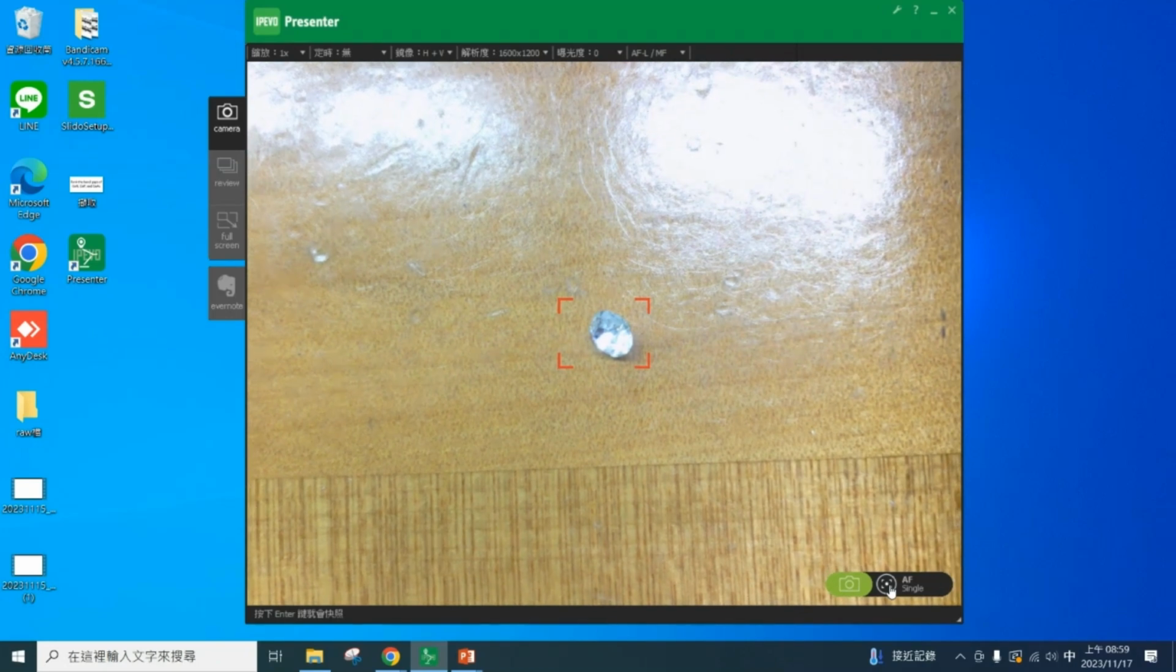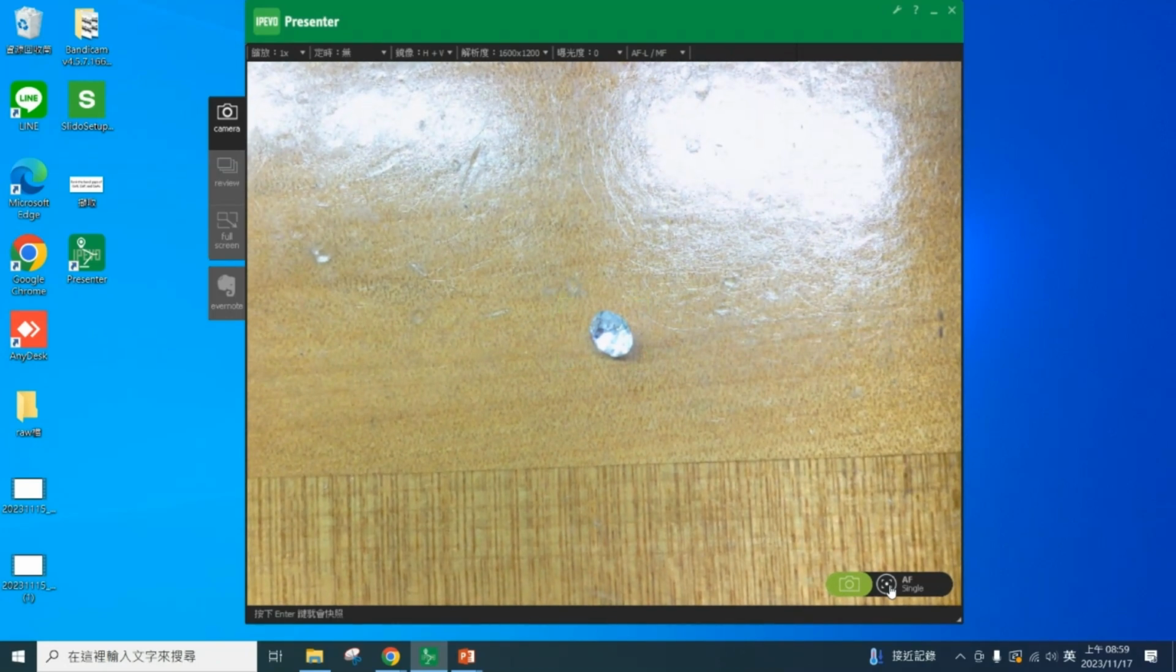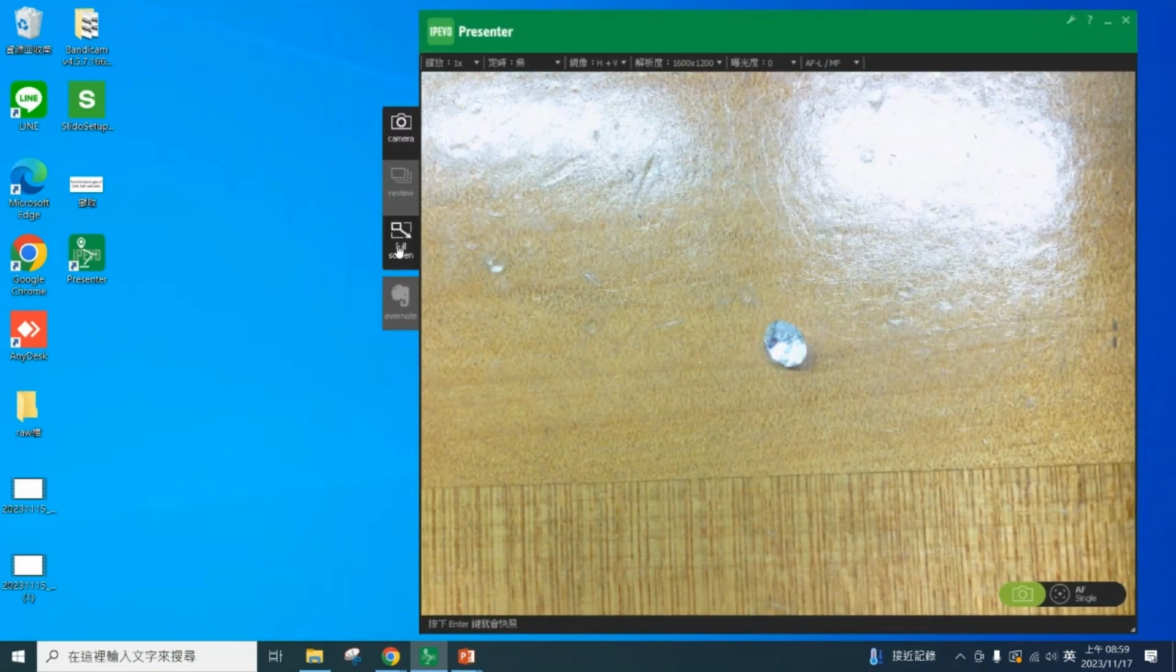Nice. Good, good. Okay. Right. Full screen. It's full screen, right? Okay.